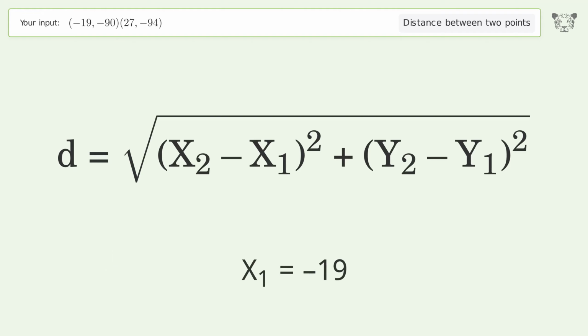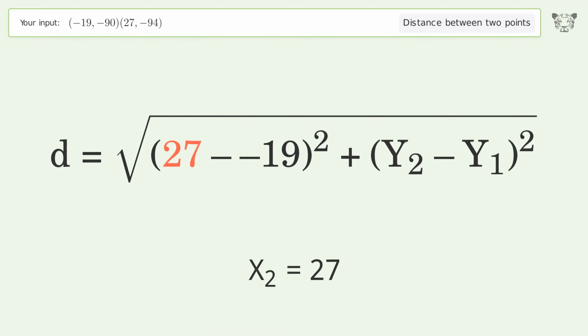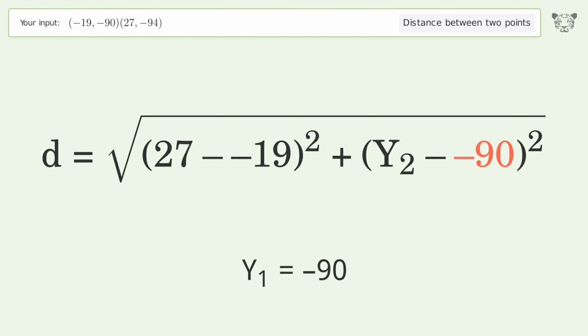x1 equals -19. x2 equals 27. y1 equals -90. y2 equals -94.